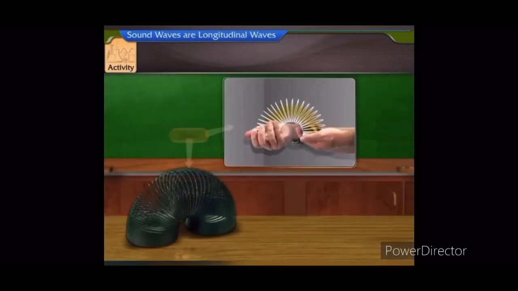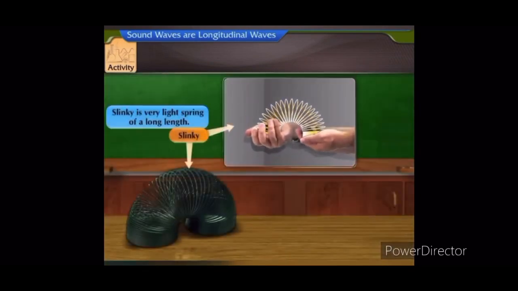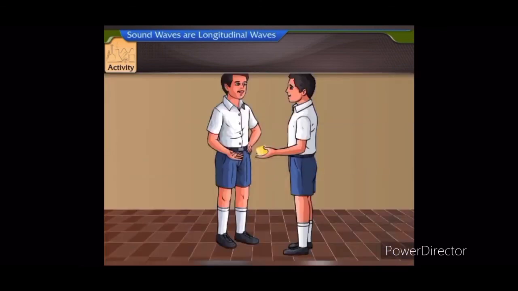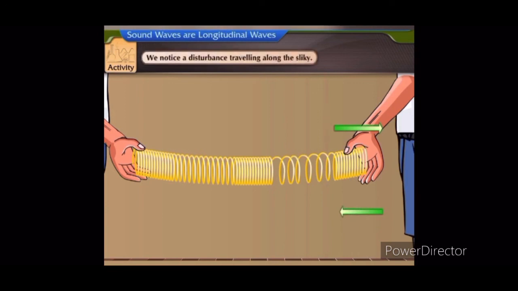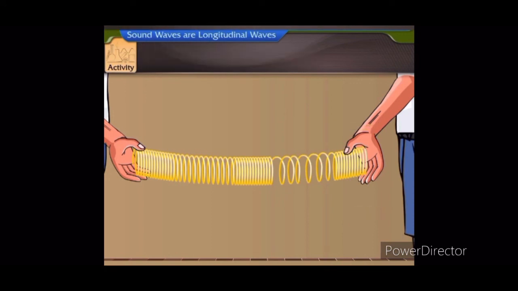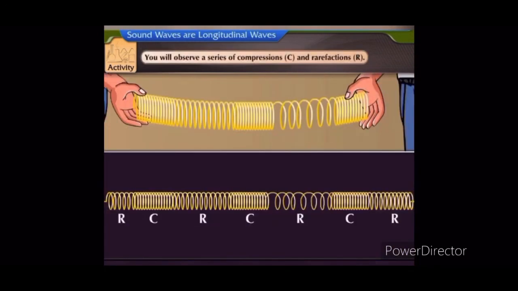Let us do one more activity. Have you played with a slinky? A slinky is a very light spring of a long length. Hold one end of the slinky and ask your friend to hold the other end. Now stretch the slinky. Give a sharp push towards your friend. We notice a disturbance traveling along the slinky. Now push and pull your hand alternately. You will observe a series of compressions, C, and rarefactions, R.